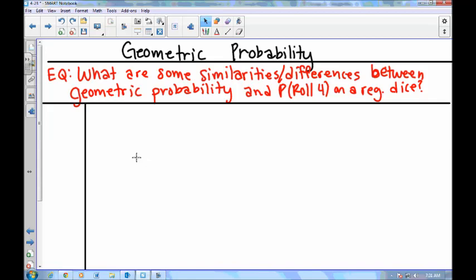How many 4s are on this die? There's only one, and how many sides are on it? There are 6 faces, so 1 out of 6, exactly. Okay?